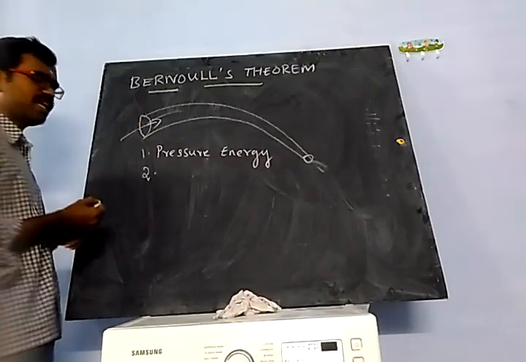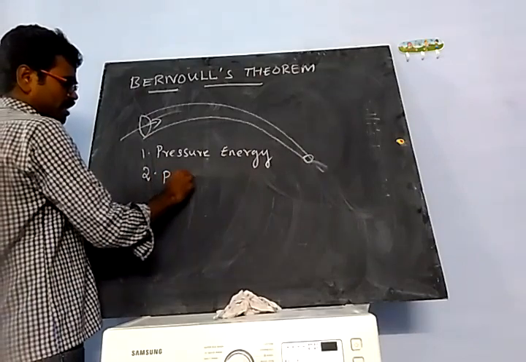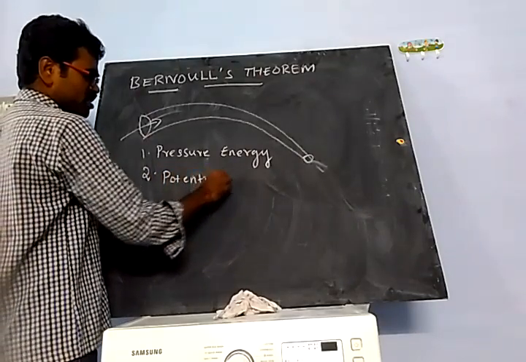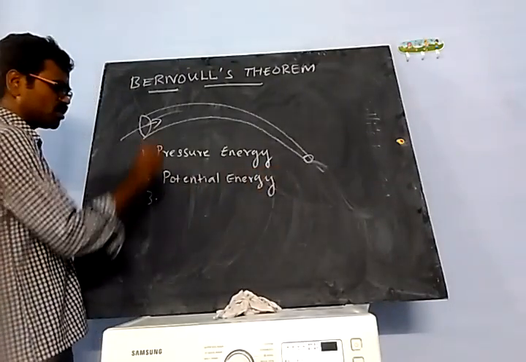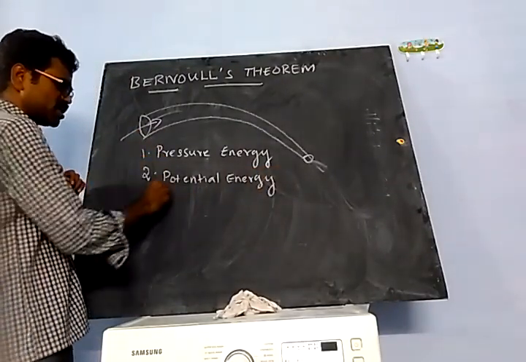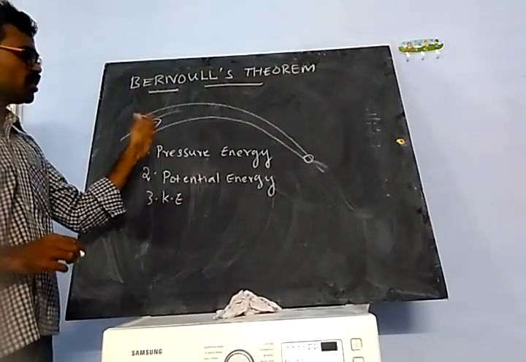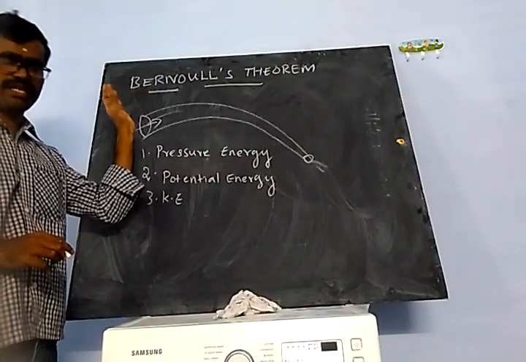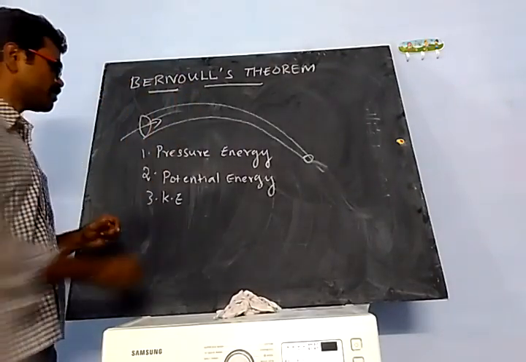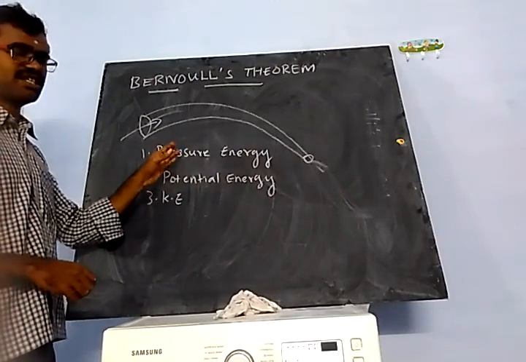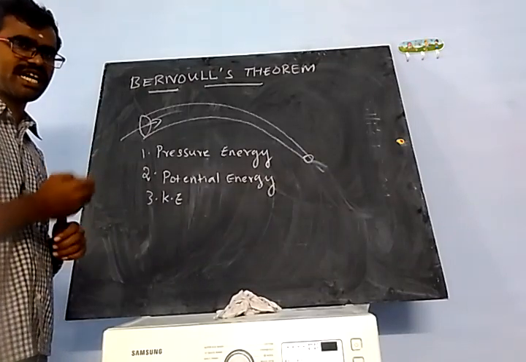The second one is potential energy, and the third one is kinetic energy. So when the liquid is flowing through any one pipe, it has three energies: pressure energy, potential energy, and kinetic energy.